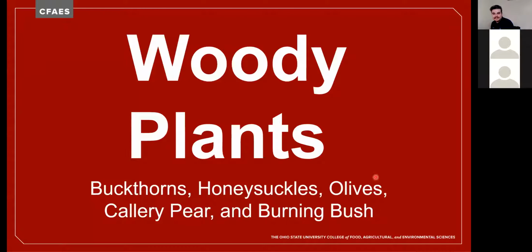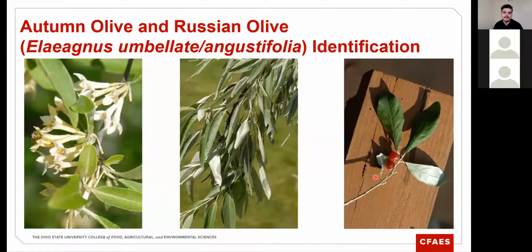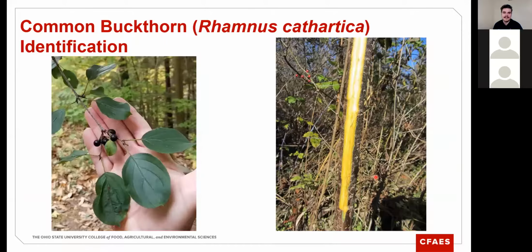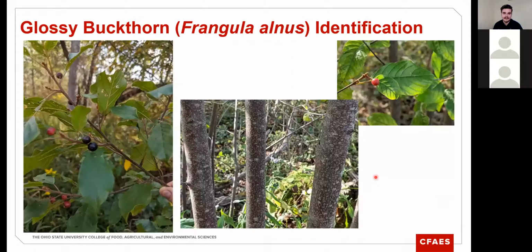So woody plants. This next group, I put together the buckthorns, the honeysuckles, the olives, and then I also have Callery pear and burning bush in there. So these are some of the bushes and trees that can get pretty big. If you remember all of them, Russian olive, the Amur Maackii honeysuckle, and the common and glossy buckthorn.